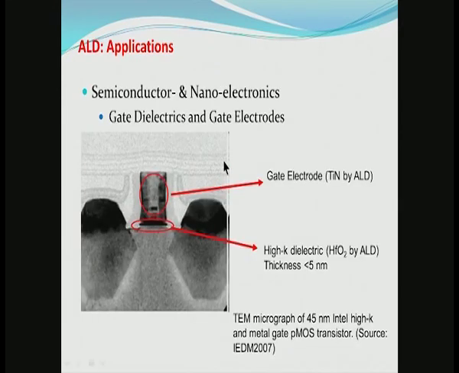What is shown here in the micrograph is a structure that is part of the Intel technology, where the high K dielectric HfO2 of thickness less than 5 nanometers is deposited by ALD, and then the gate electrode is titanium nitride, also deposited by ALD.